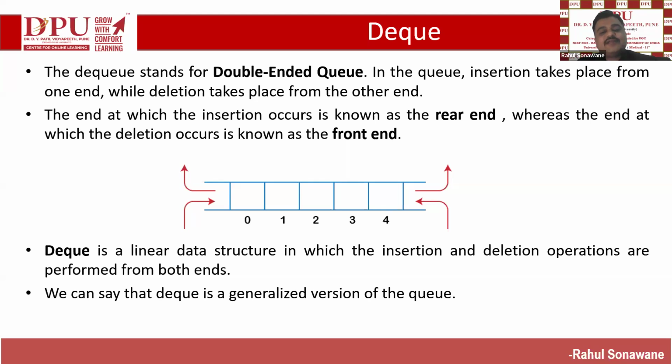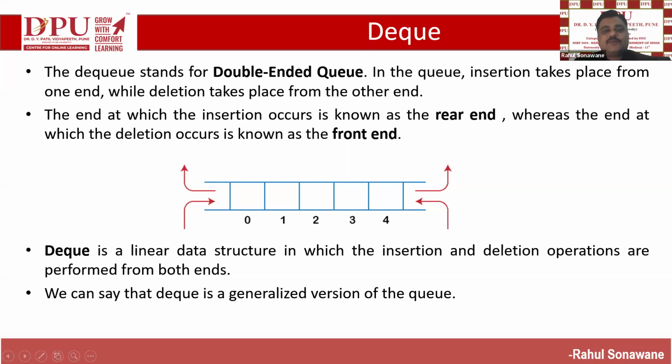So it is like a linear queue, but insertion and deletion operations are going to be performed from both the ends, right? Or one can say this is the generalized version of a queue, right? So there is no restriction. You can go and append elements at any particular end, or you can go and remove the element from any particular end, either front or rear, right?